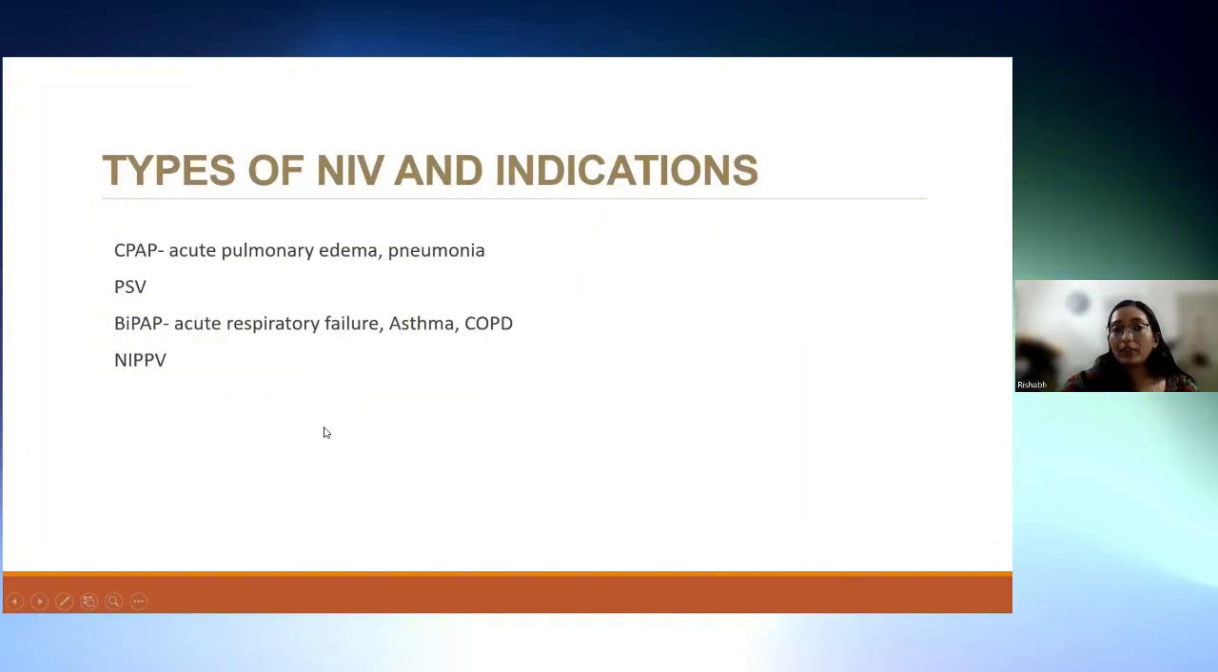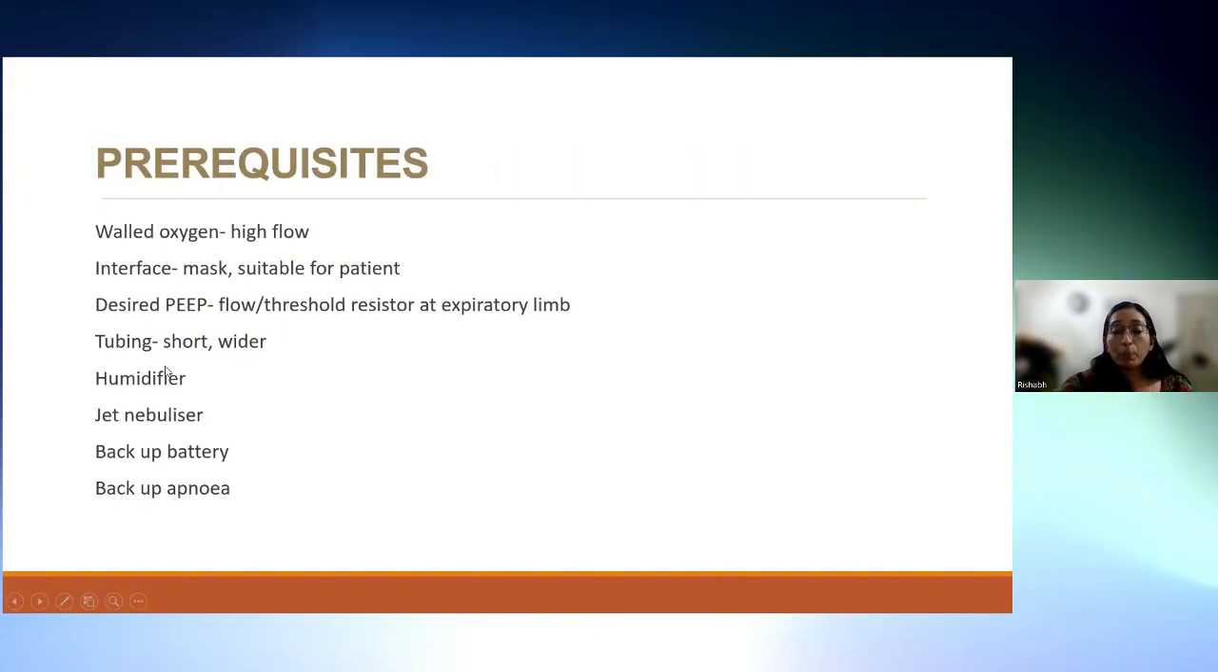So the types of NIV and its indications: the commonly known BiPAP machine is one type of NIV. CPAP, and non-invasive positive pressure ventilation, which we give through the ventilators. So the prerequisite for a non-invasive ventilator is, it is not the home BiPAP that we are talking about. We're talking about the NIV that we give at the ICUs. The prerequisite will be a walled oxygen.